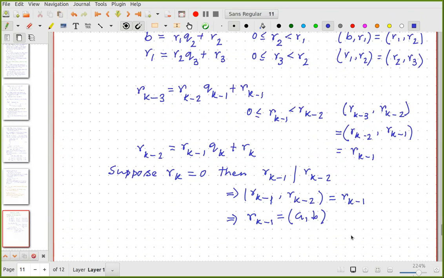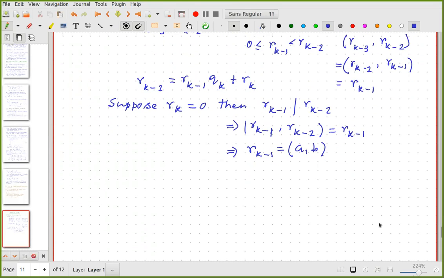So what we are doing is using the division algorithm repeatedly. We are just iterating the division algorithm, and as soon as we get a remainder zero, we get actual divisibility. We get remainder zero here at the kth stage, so the last nonzero remainder, which is in the (k-1)th step, is the GCD of A and B. And that's how we find the GCD.